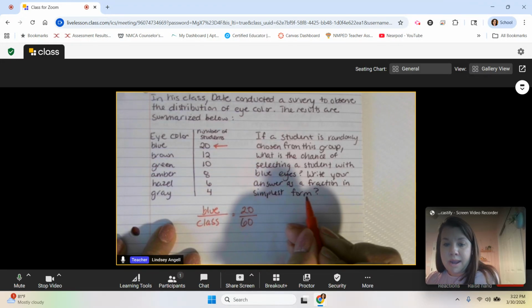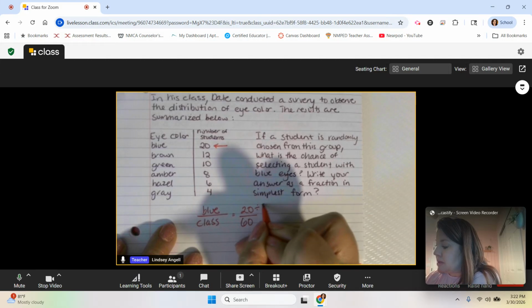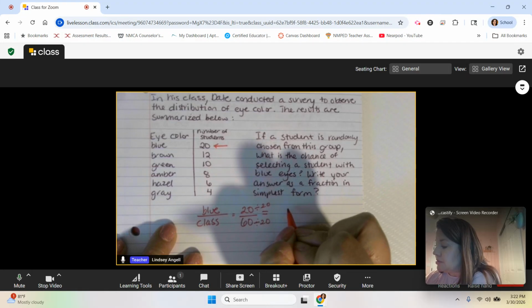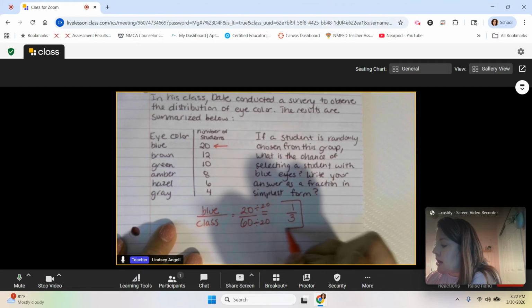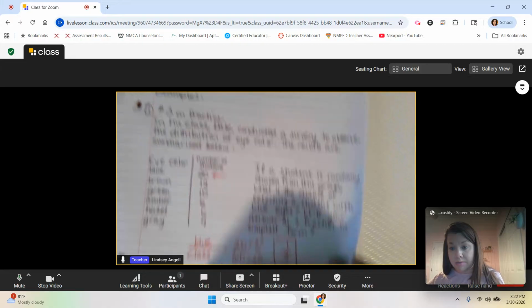But then it says write your answer in simplest form. Well, 20 out of 60, both of those could be divided by 20 to reduce this down into simplest form, which gives me 1/3. So 1/3 of the class has blue eyes. So whenever you've heard a statement like that, 1/3 of the class, half the class, right? You're actually talking probability.